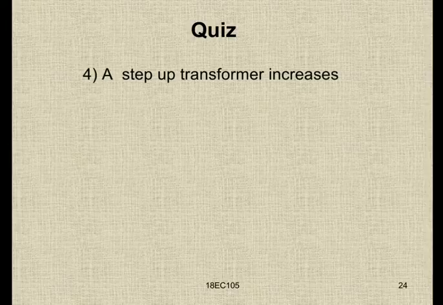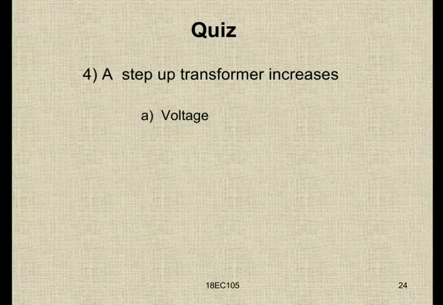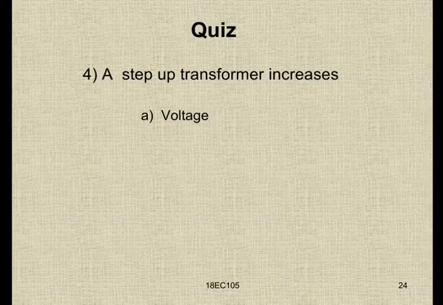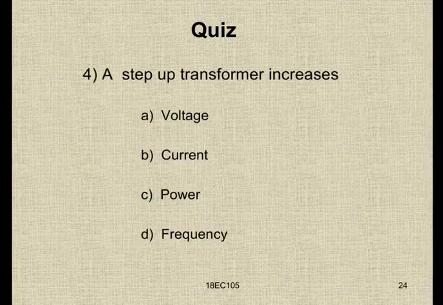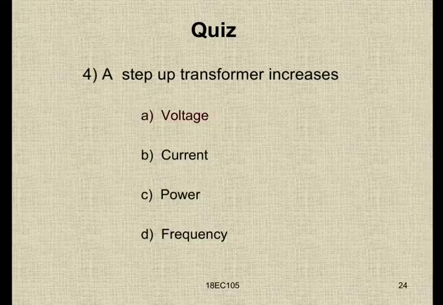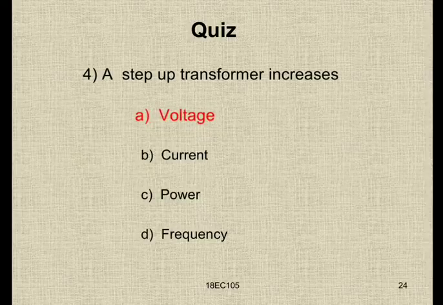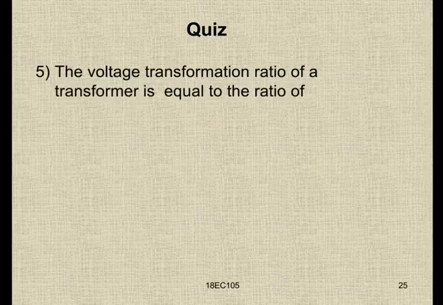The step up transformer increases. What is it going to increase? The voltage or the current or the power or frequency. A transformer is going to increase the voltage or the current in the step up transformer. It is voltage. So the right answer is choice A, and it is voltage. Let us see the next one.